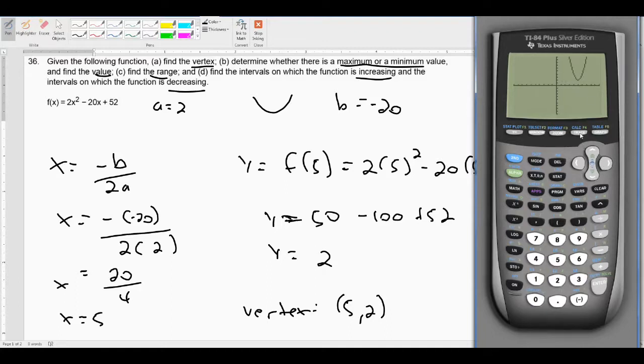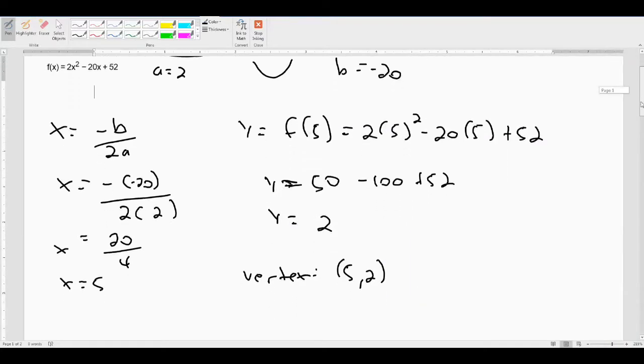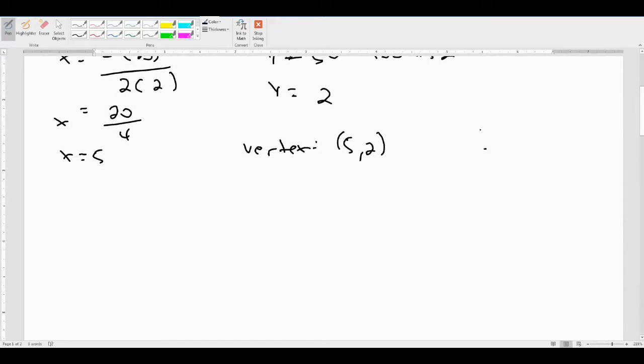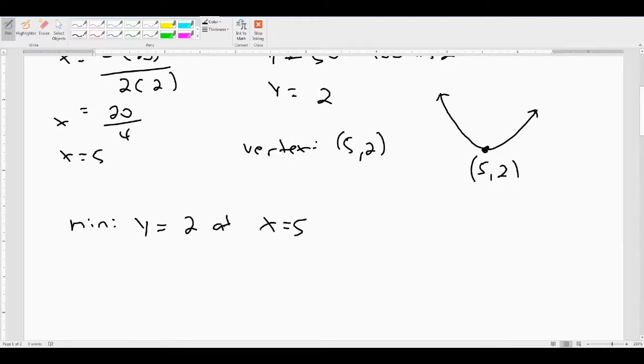Looks like 5, 2. We always hit trace, 5, enter. Yep. So we're good to go. Someone draw the graph. It's a minimum. Vertex is 5, 2. So it does once again have a minimum. It's y equals 2 at x equals 5.